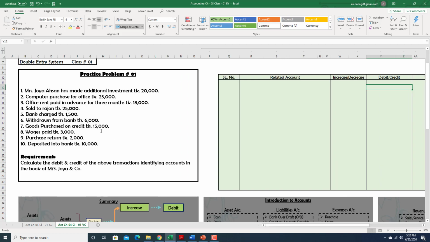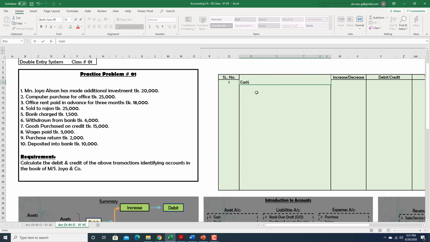Okay, so let's start. 1. Mrs. Joya Hassan has made additional investment in Taka 20,000. Okay, so we already know when we make any investment, it increases cash in the business and ownership, that is called capital, in the business as well. Okay, so we can write in serial number 1, and here we can write cash account. Related accounts are cash account and capital account. Okay, so we have identified the related accounts.